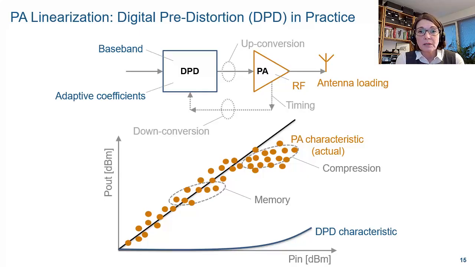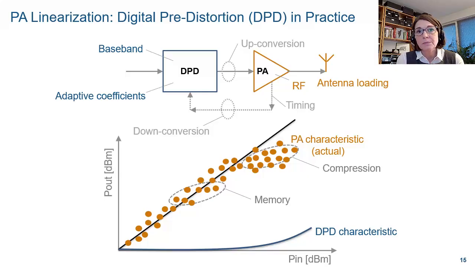This is because the power amplifier is affected by memory, which means that the output of the power amplifier at a specific point in time not only depends on the input at that specific instant, but also on the previous values of the input signal. And this has large consequences when you deal with modulated signals.